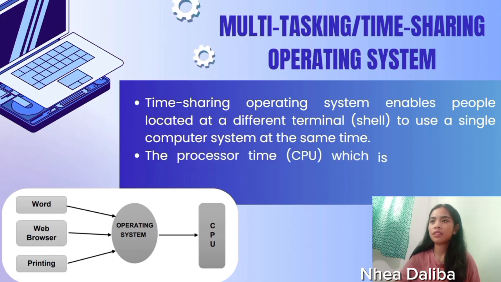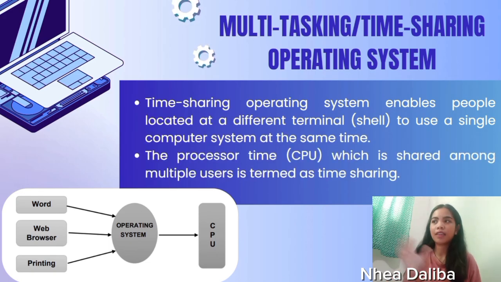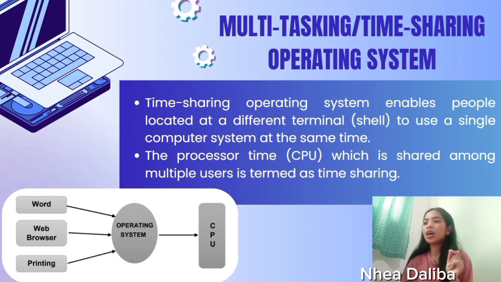So next is the multitasking time-sharing operating system. A multitasking time-sharing operating system allows multiple users or programs to use a single computer system at the same time, instead of one user running one task at a time. The operating system divides the CPU time among different users.